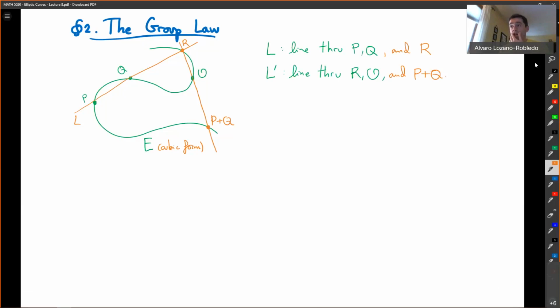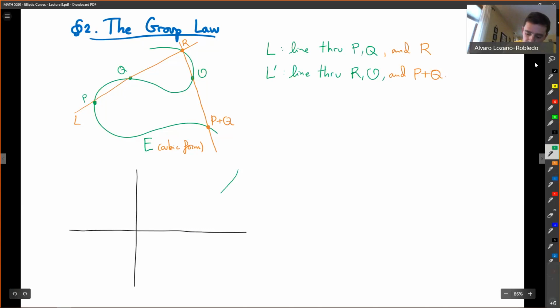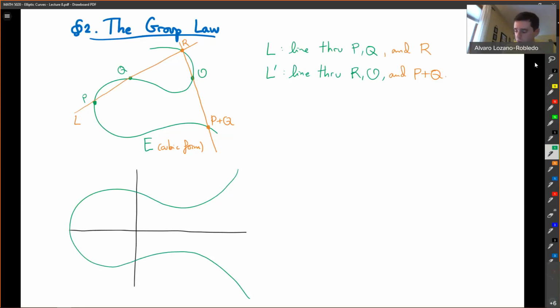Okay. That's how you would define the addition in general, but we actually like Weierstrass models, and in particular short Weierstrass models, which look something like this. The way you define it is, first of all, you pick O to be the point at infinity, so O is somewhere here in this case, okay? And if you have 2 points, P and Q, here and here, let's say, then you do the same definition we've just mentioned, okay?